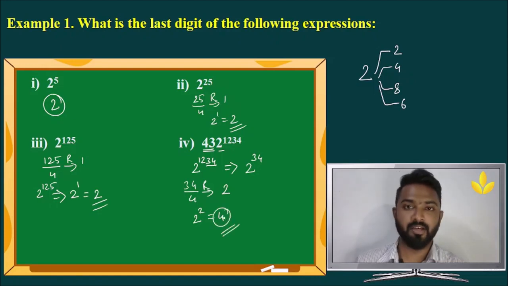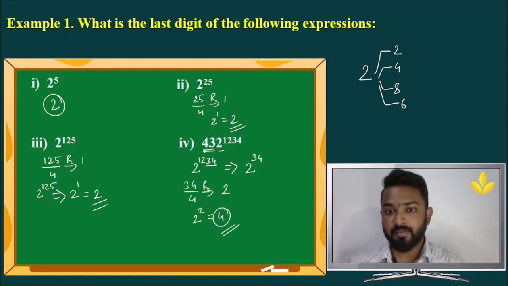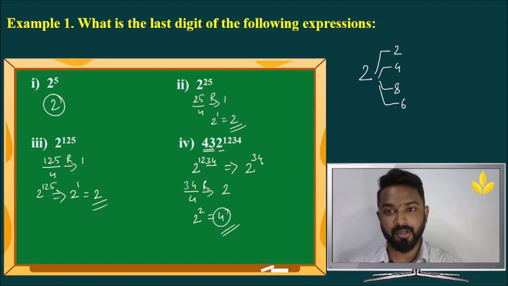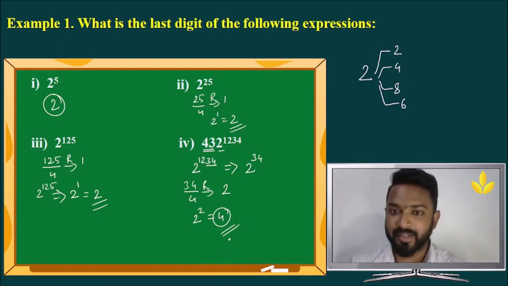That is the answer. So how did we reduce this? First 432 to the power 1, 2, 3, 4 got reduced to 2 to the power 1, 2, 3, 4. 2 to the power 1, 2, 3, 4 got reduced to 2 to the power 34. And that ultimately got reduced to 2 to the power 2. That is 4. Alright. Let's move on to the next question.